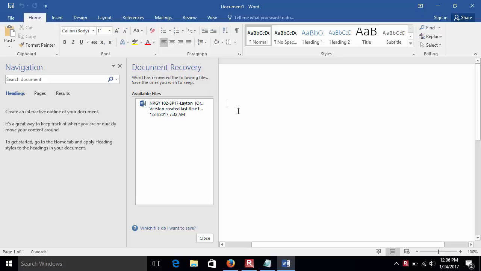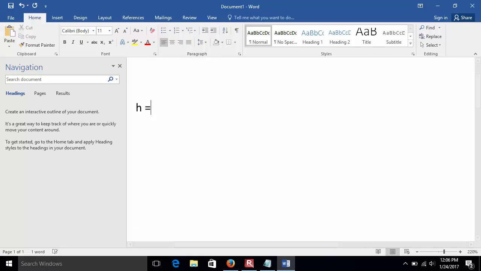I'm not going to get too fancy with the equation editor. I'll just write it out longhand. I'm going to write H equals, make that a little bit bigger so you can see it. H equals E in, or no, E out over E in.